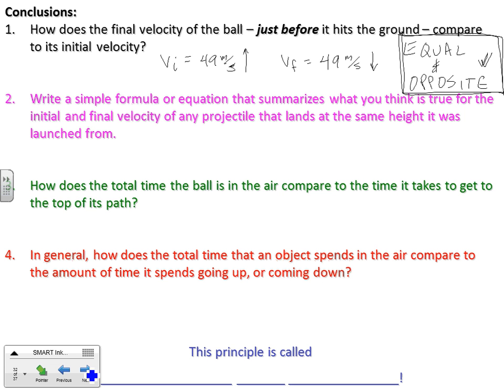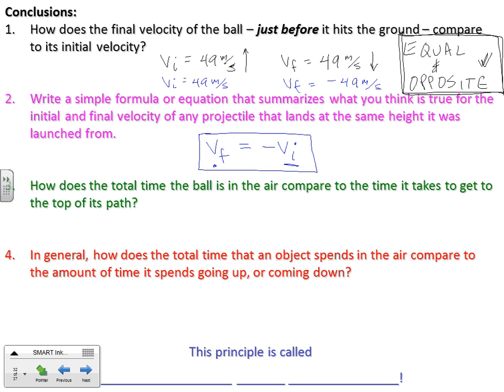Well, here's what I would say. If we say that VI is 49 and VF, by downward we can say negative 49. Well, we can generalize and say that the final velocity is always equal to the initial and opposite. There's a nice little equal and opposite equation. VF is negative VI. I hear some of you saying, I have VI as negative VF. Well, that's the same thing. What's nice about this is if VI is 49 meters per second, well, VF is negative 49 meters per second.